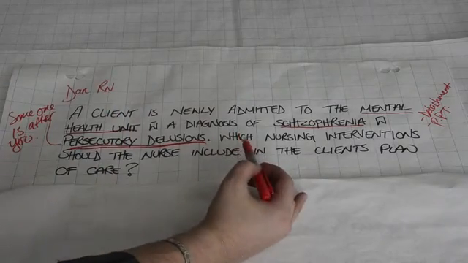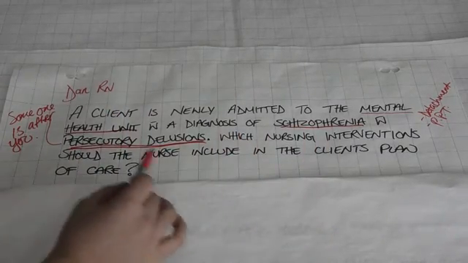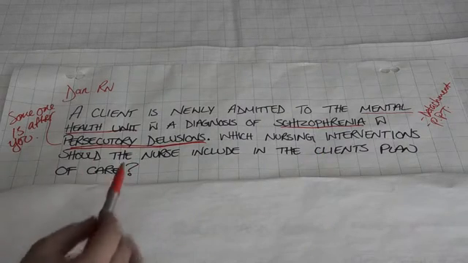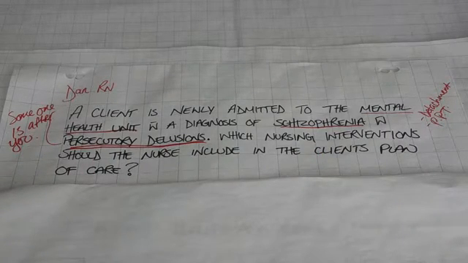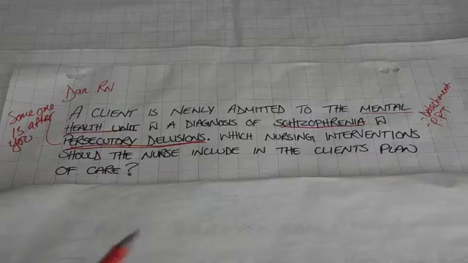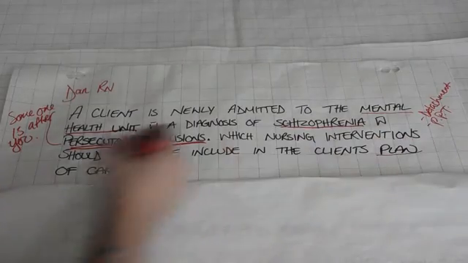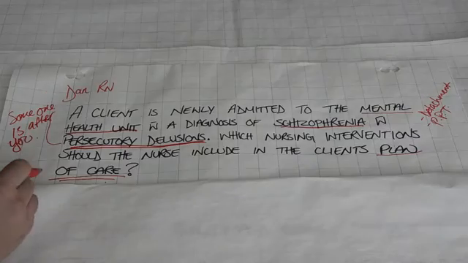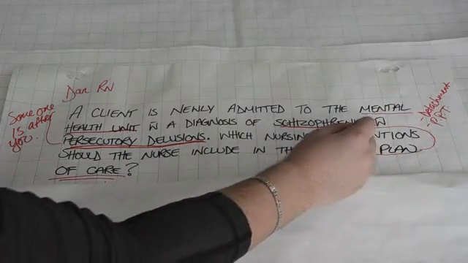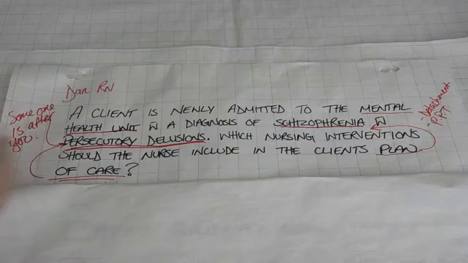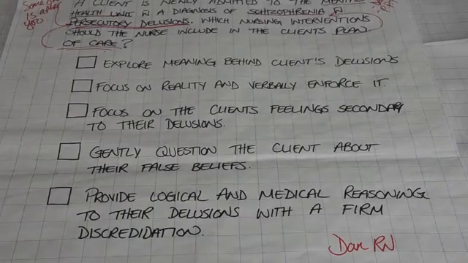The question asks, which nursing interventions should the nurse include in the client's plan of care? Now, this means that the plan of care should be associated with schizophrenia and persecutory delusion. Now, with the core content and core knowledge that we have regarding the schizophrenia condition as well as the persecutory delusions, we have to go in order and treat each answer as a true or false.